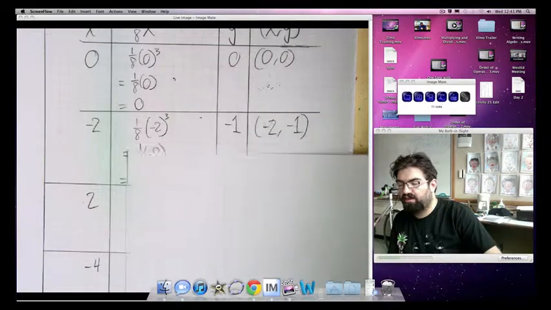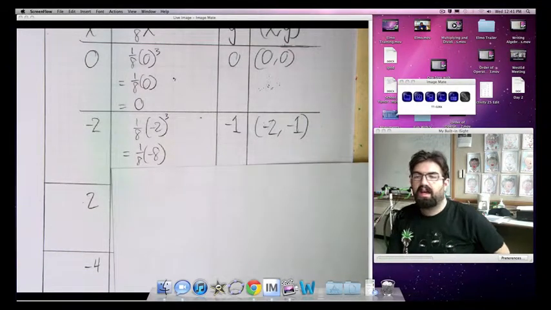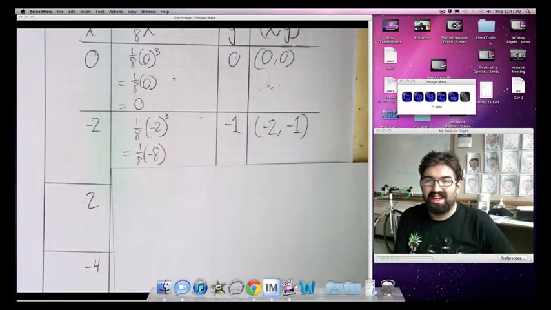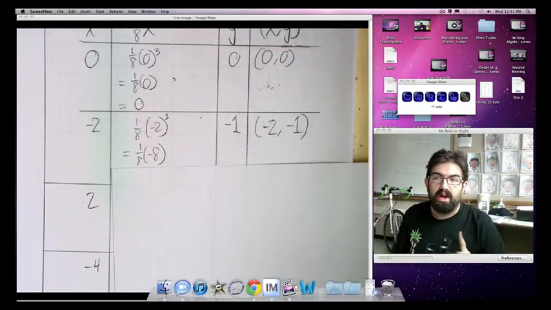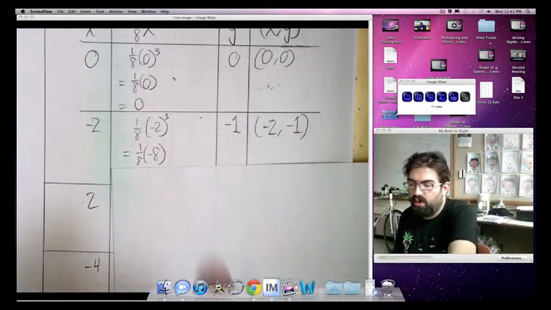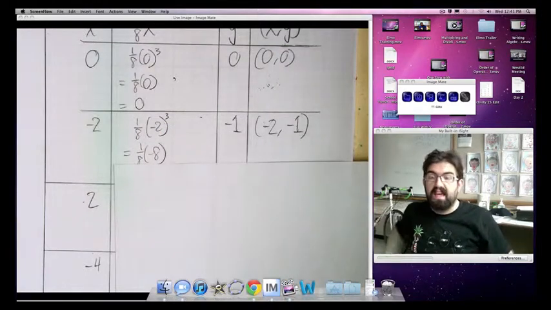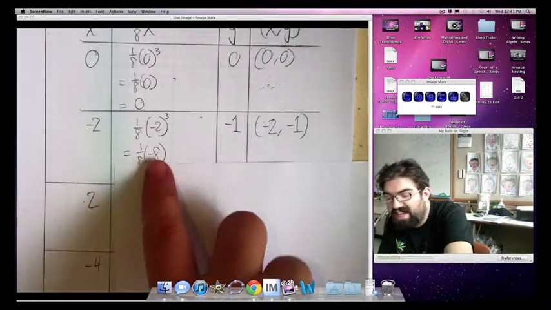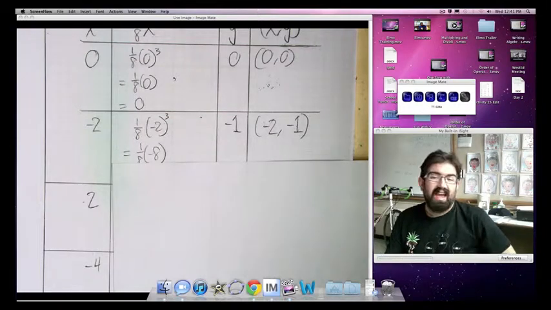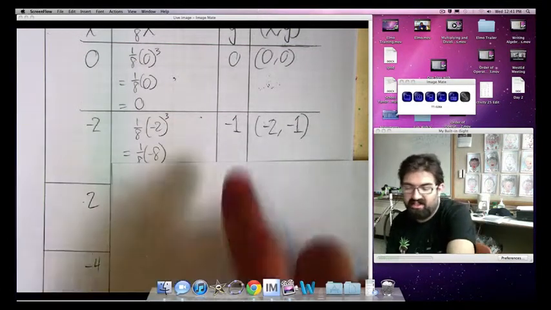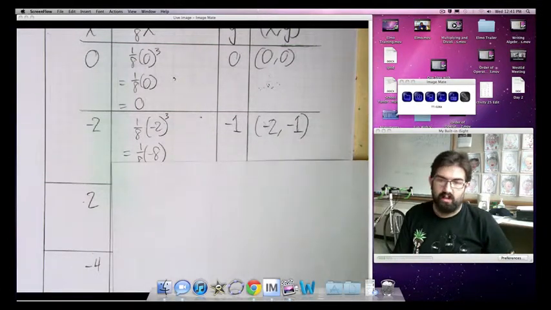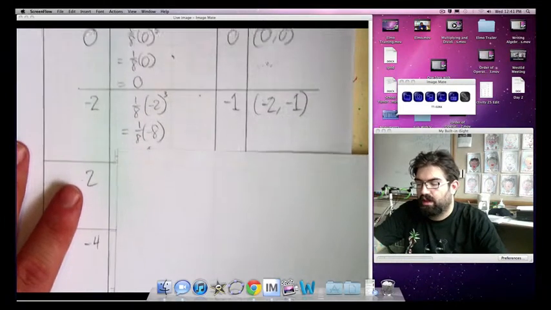Why did I choose -2? Well, if you look, -2 to the third power is -8. Remember, if it's in parentheses and the exponent is odd, this is all the way back from unit 4, if the exponent is odd, then it will give a negative answer still. And 1/8 times -8, that's just -1. So this is -2, -1. Cool.